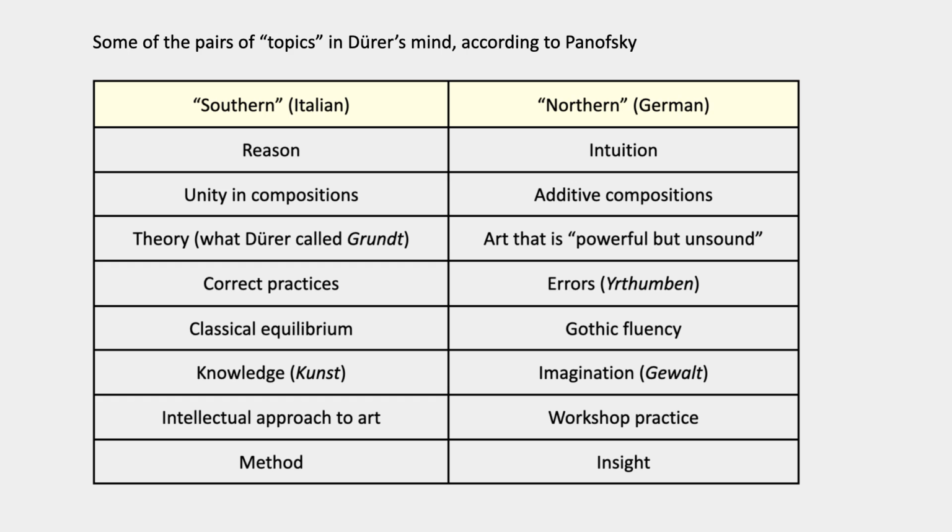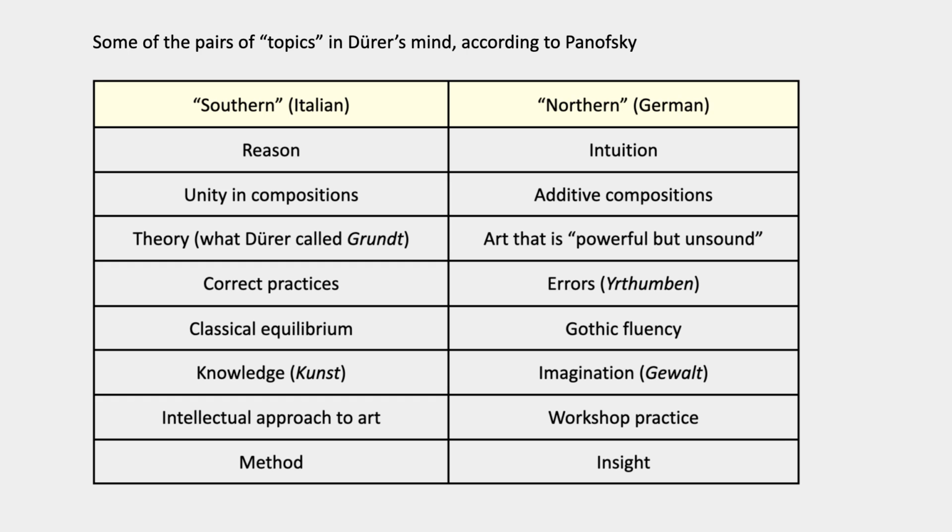And so here are some of the things that Panofsky says: Southern Italian art is reasoned, it's rational. Northern art is intuitive, depends on intuition. Southern art done in Italy has a unity in its compositions, and German art is additive, meaning that the German artists, in Dürer's view, would look at their pictures really close up and add a little bit here and a little bit there, never stepping back to see the whole coherence or balance or unity of the entire composition.